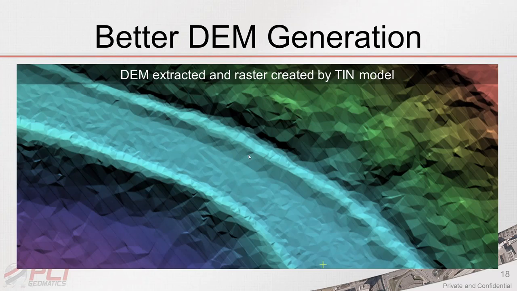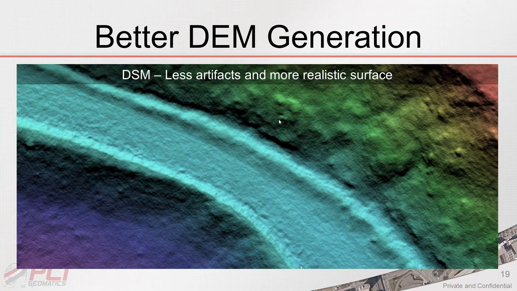And as you can see here, we get this sort of tinny effect, this triangular effect, which when you zoom in creates a more artificial looking terrain. When we compare this with the result generated from PCI Geomatica, or the GXL, depending on which system you have, you're able to see that it's a much more realistic terrain. We don't have those systematic linear artifacts, and we also don't have that triangular appearance when we zoom in.